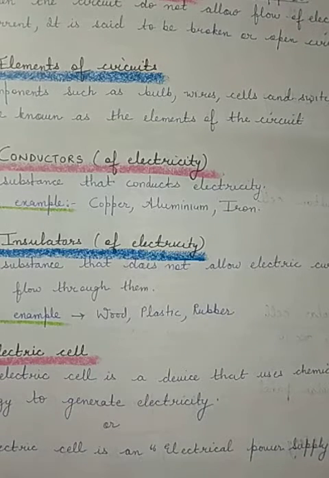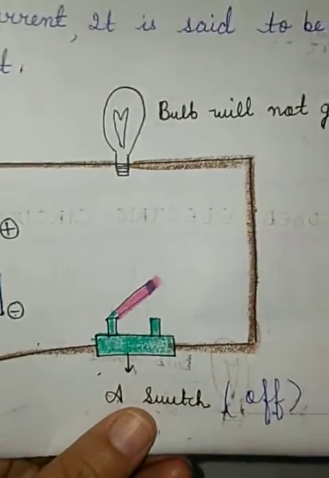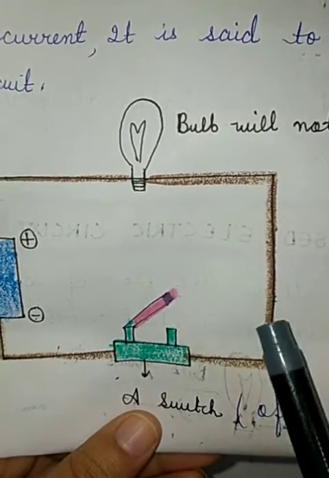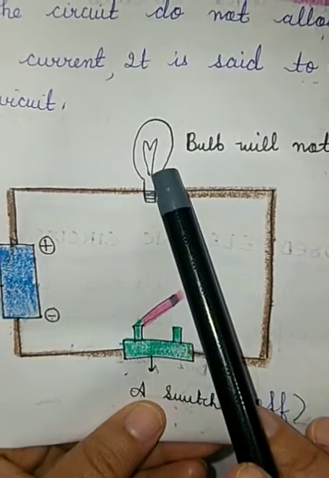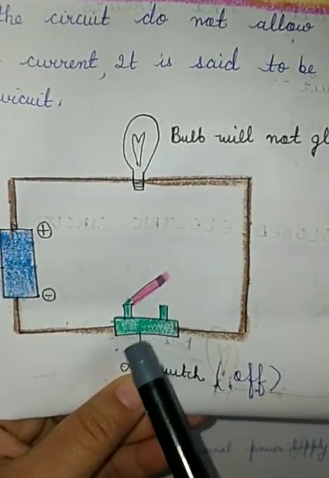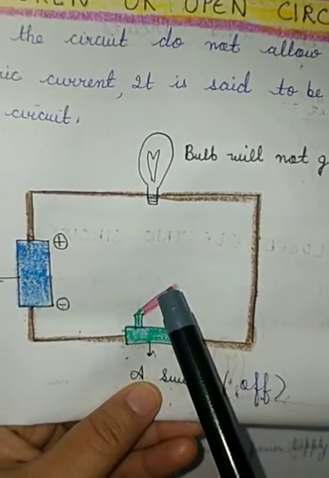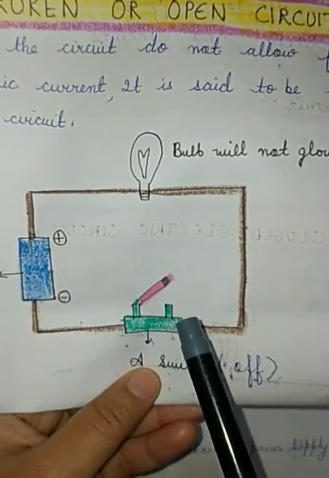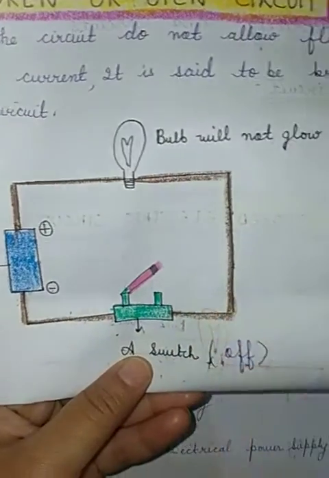And I will show you the figure of this also. If you will see the figure here, this is an example of a broken or open circuit. Why so? See here, in this no bulb is glowing, there are no arrows showing the flow of current, and the switch is in off position. So that kind of circuit in which no current is flowing is referred to as a broken or open circuit.